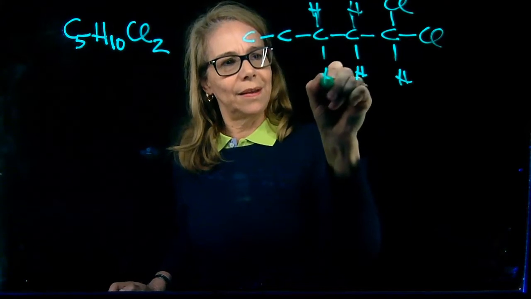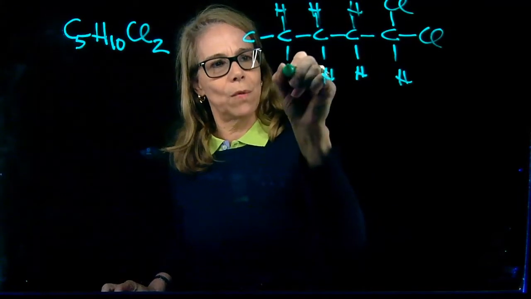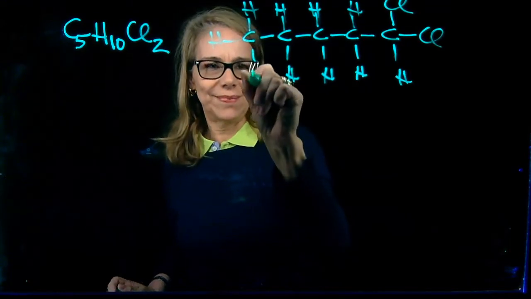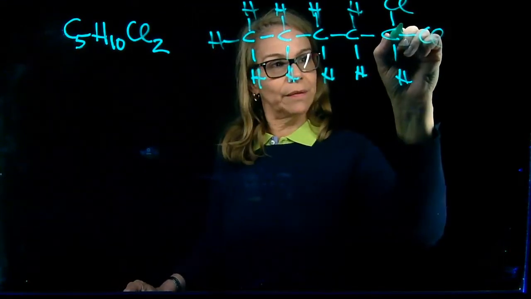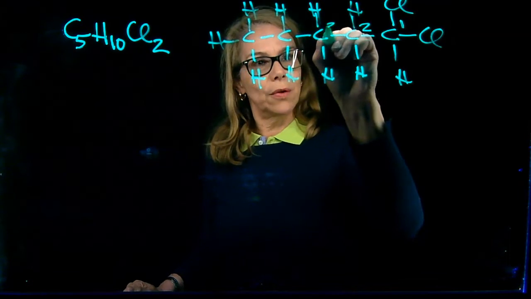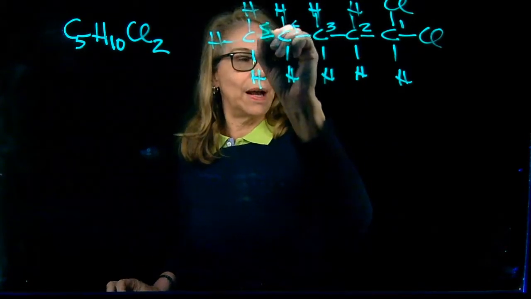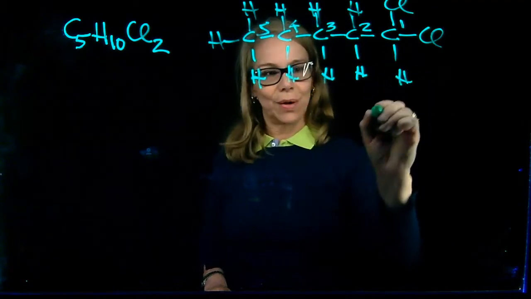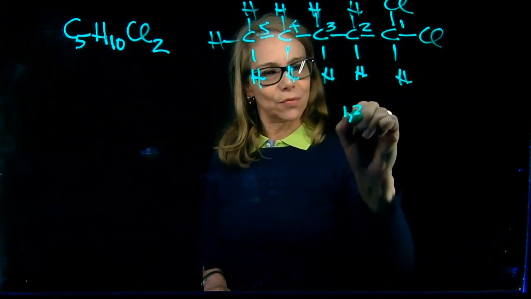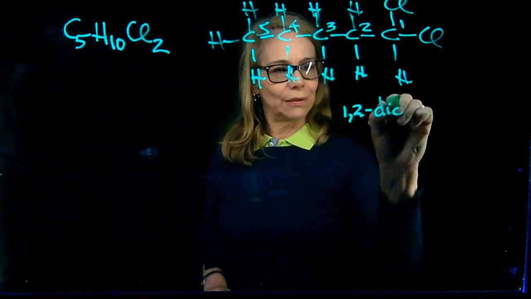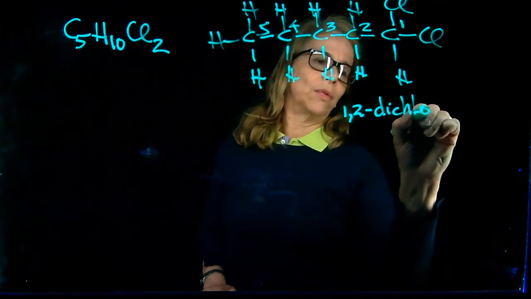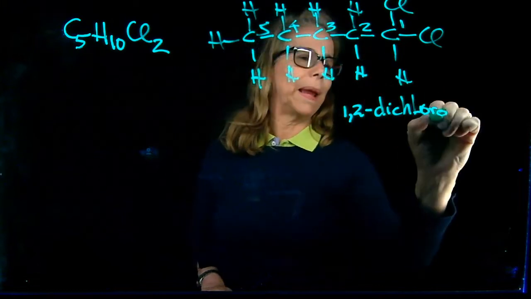And here, then let's see, how is the connectivity? What I see here, I'm going to name this carbon 1, 2, 3, 4, and 5. And I see that the two chlorines are attached to carbon 1. So I'm going to say this is 1,1-dichloro, and this is pentane.